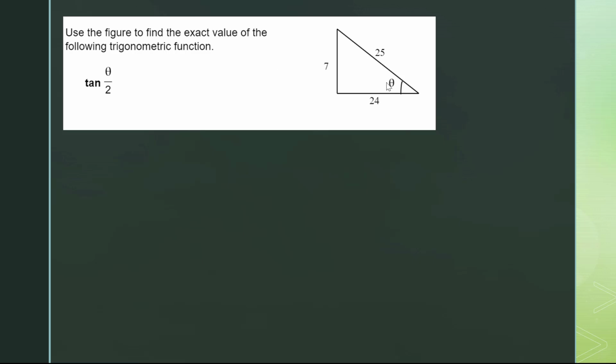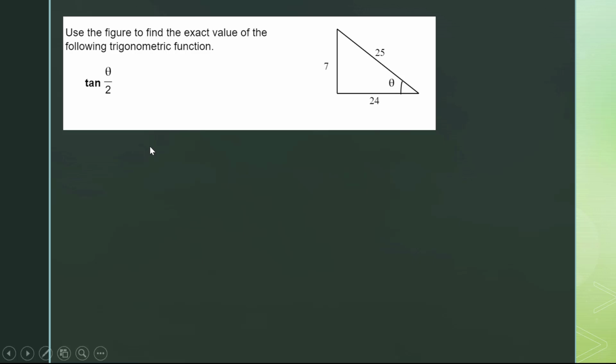Okay, so those are two different angles. Theta is here, theta over 2. It's almost like this is 50 degrees and they're asking us about tangent of 25 degrees. But using the appropriate formula, we can actually find that.